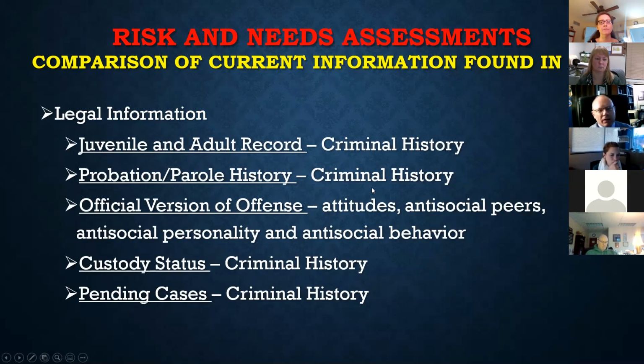We talk about, I can't stand when old people drive. They drive so slow. I'm tired. I'm just going to run them off the road. So they have this belief about a certain group, which can help determine where their mindset is and their thinking is. Custody status, criminal history, pending status, criminal history.